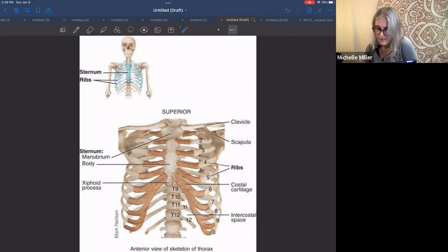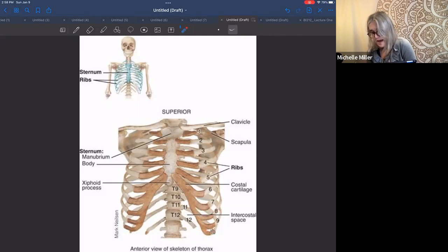So then we have these true ribs. Now, the reason why they're called true ribs is that they are directly connected to the sternum. So you can see that even though there is cartilage here, which allows our thoracic cage to be kind of flexible, they have a direct connection to that cartilage.